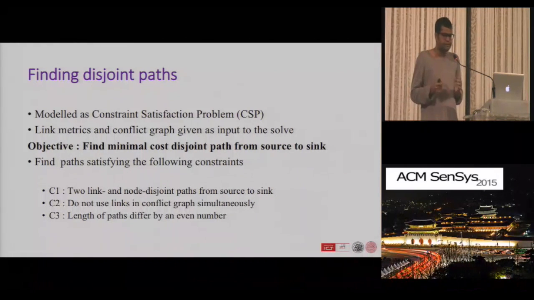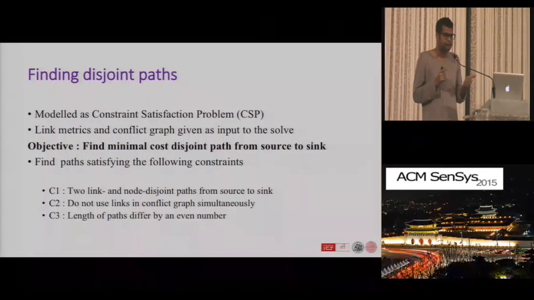And we model this problem as a constraint satisfaction problem. So we give as input to the solver the collected link metrics as well as the conflict graph. And our objective is to find the minimal cost path that connects the source to the destination node, but it has to satisfy the following three constraints. The first constraint is that we want to find node as well as link disjoint paths. And this is extremely important since, as we had seen earlier, all the nodes in the disjoint paths are always active, which means that we cannot share the same node for both the paths. So we need to find node as well as link disjoint paths.